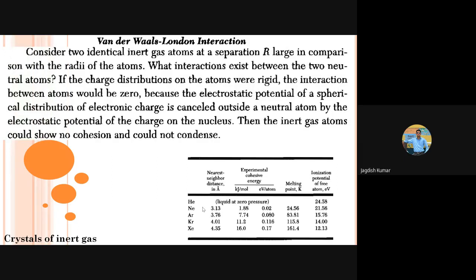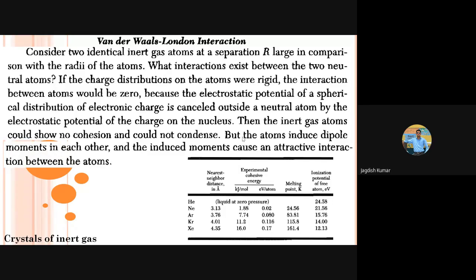So this is what I think I already talked about. The electrostatic potential of a spherical distribution of electronic charge is cancelled outside a neutral atom. That's all the story I told you. So basically, and this is the important part here, atoms induce dipole moments in each other.